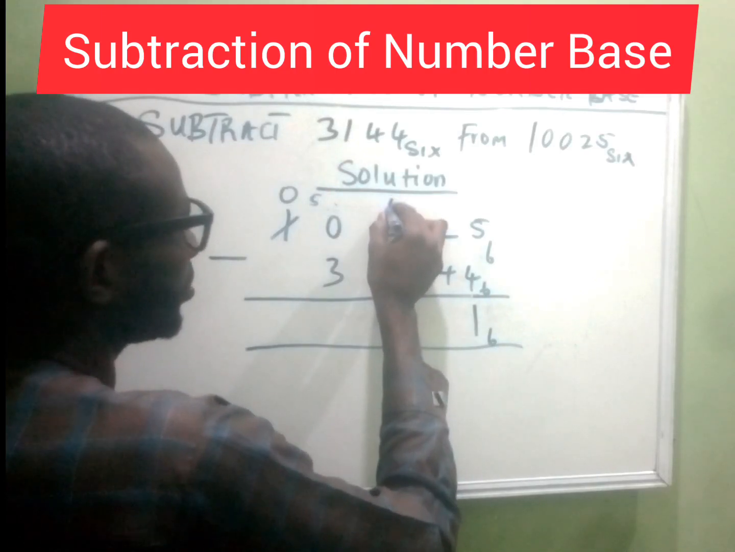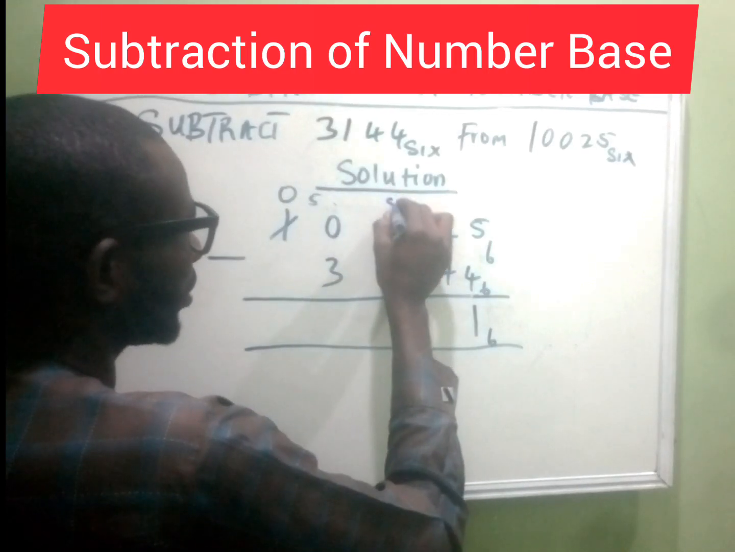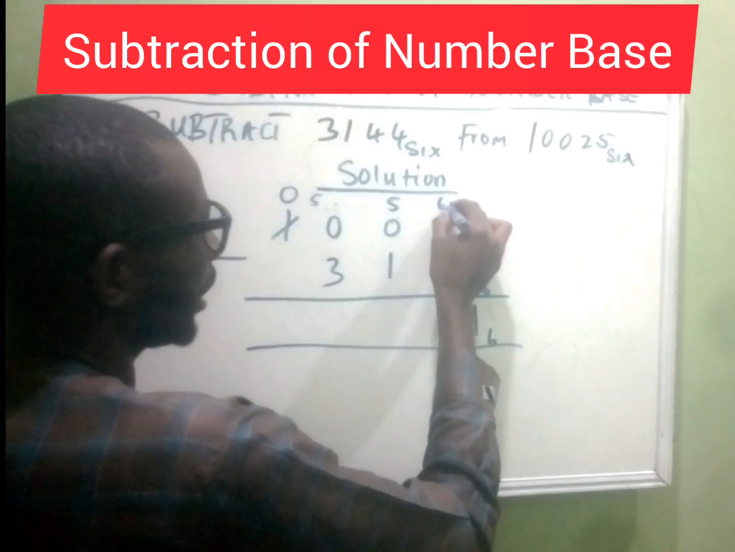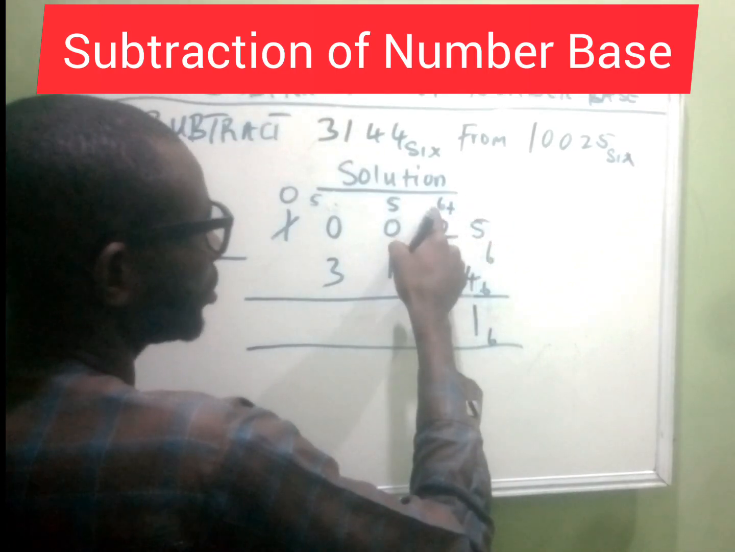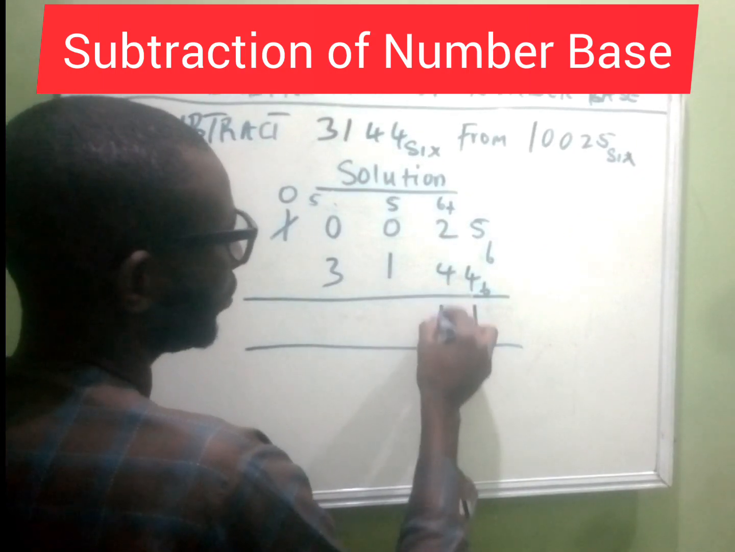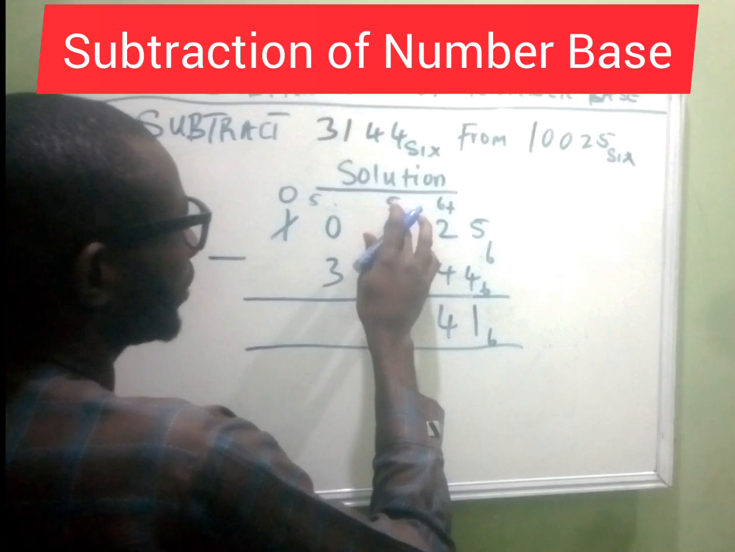Then this one also will become 6. Then we borrow 1 from here, this one now becomes 5. When we borrow 1 to this side, this one now becomes 6, then we add it. So 6 plus 8 minus 4 is 4. Remember, we are borrowing with respect to the base. The base is 6. Here now we can now have 5 minus 1 is 4.